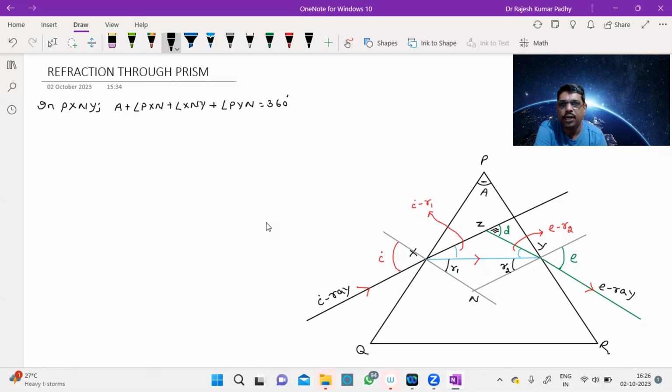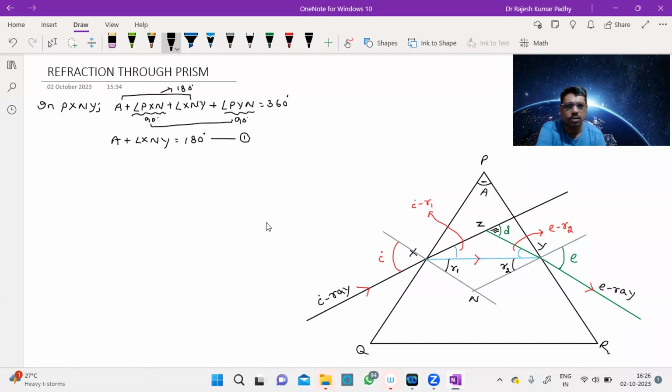But we know angle PXN and angle PYN are right angles, and the sum of these two is 180 degrees. This is also 90 degrees. That is why these two combined together are 180 degrees. Hence, the other two, A and angle XNY, should sum to 180 degrees. Clear? Hence, I can write A plus angle XNY is equal to 180 degrees. This is equation number 1.